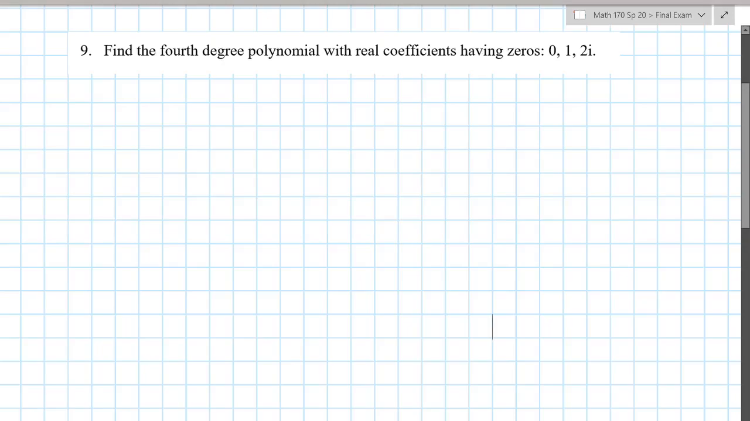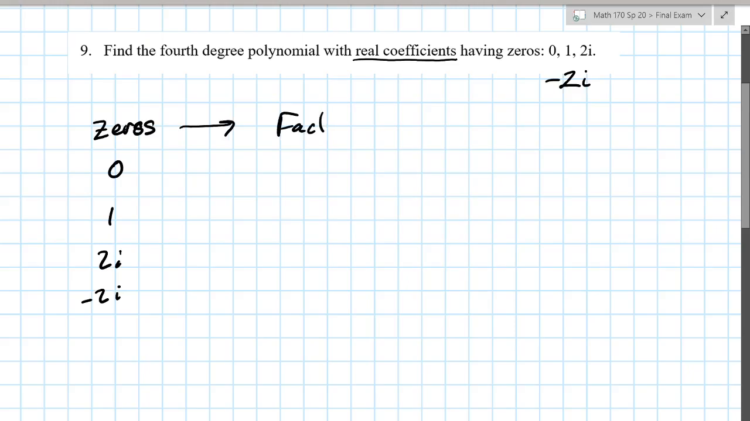We want to find a fourth degree polynomial with real coefficients having zeros 1, 0, and 2i. Since it is a polynomial with real coefficients, we also know that we have the conjugate of that complex root, negative 2i. So if we know about the zeros of 0, 1, 2i, and negative 2i, we also know about the factors.